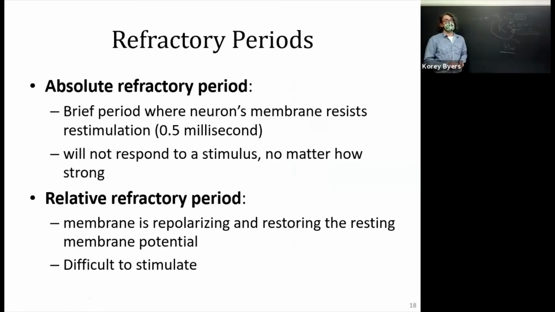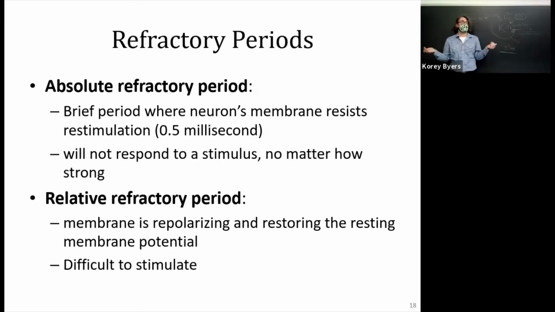Right after we send an action potential, we're full of positive ions. And so it doesn't matter how much more stimulus we receive or if sodium's flooding in, we can't send another impulse. This is called the absolute refractory period. It's a brief period, about half a millisecond, right after we've sent an electrical charge. It doesn't matter how much sodium's flowing in, we can't do anything else.